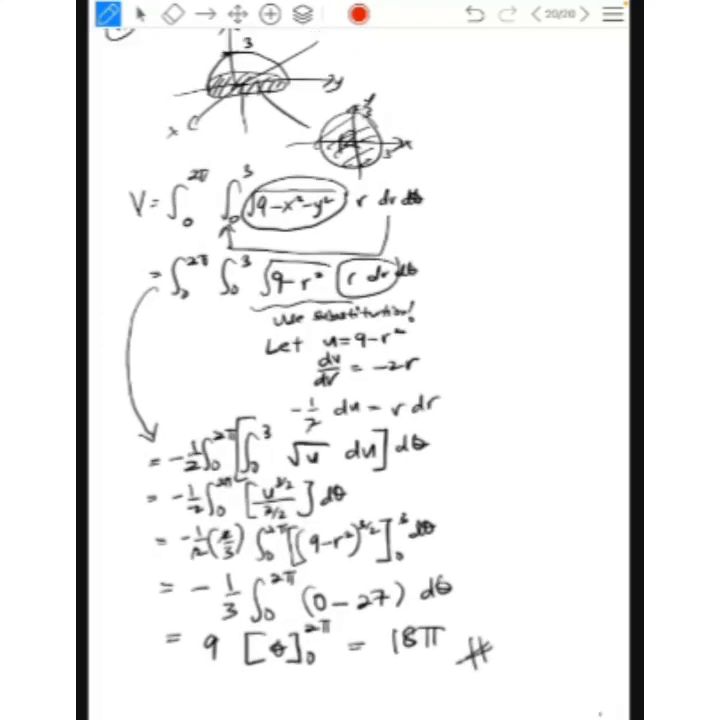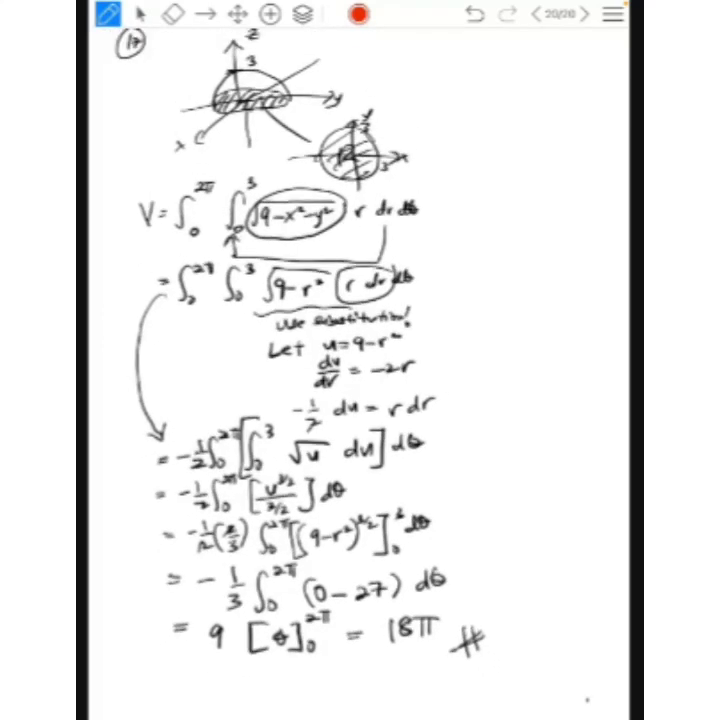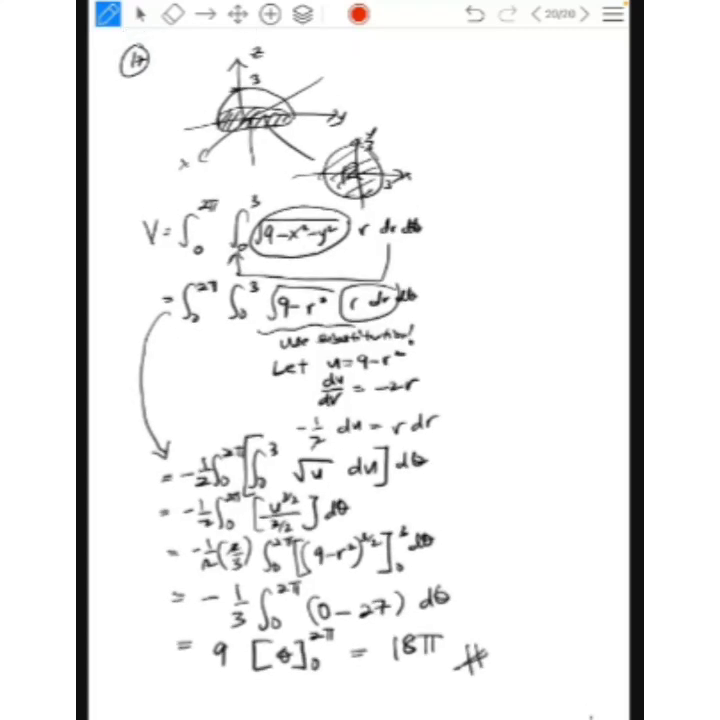Question number 17. Okay, so that's it. Basically, we have finished 4.4, and we have finished all the double integral. Okay, after this, next week we will look into triple integral.